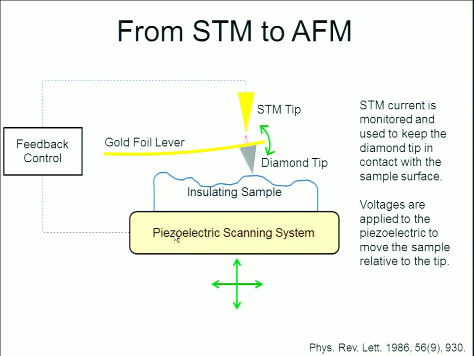Again, there is use of a piezoelectric to move your sample below the diamond tip to allow you to raster and scan all areas of your sample. And there'll also be a feedback control loop, and we'll talk about both of these in more detail in a few slides here.